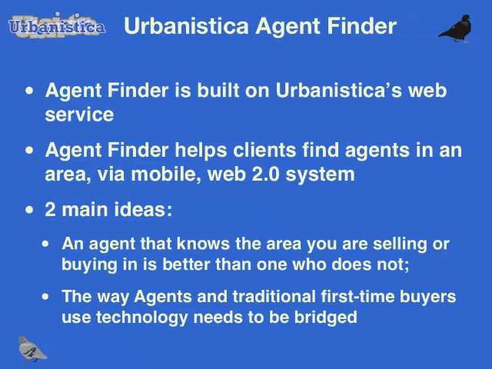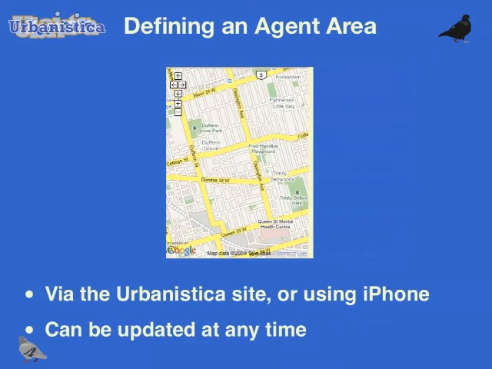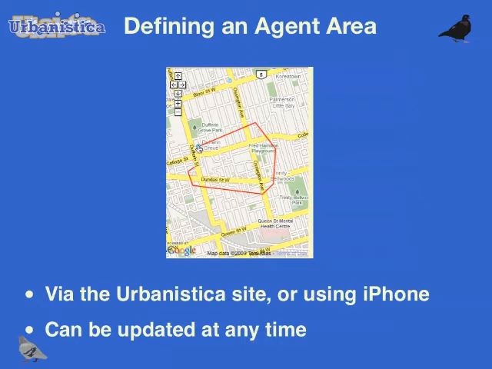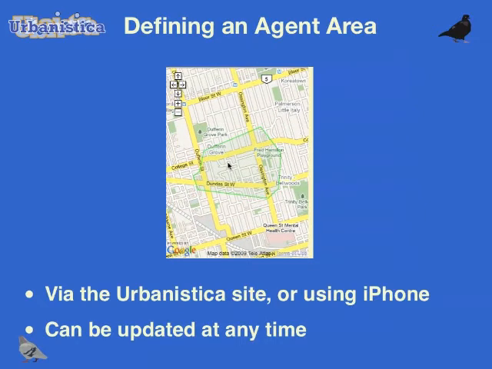First, let's take a look at how an agent defines the area that they work in Urbanistica. On the website or in the iPhone application, they simply click out an area on a map that corresponds to a part of the city that they focus on, that they're expert in, that they focus their business on. This is a little bit like deciding on an area to flyer, if that's the way you promote your real estate services. Once you've done that, you can update it at any time, so that if the area you focus on changes, the system will update with you.